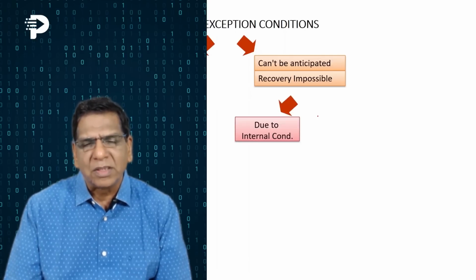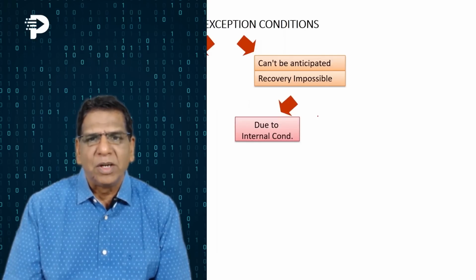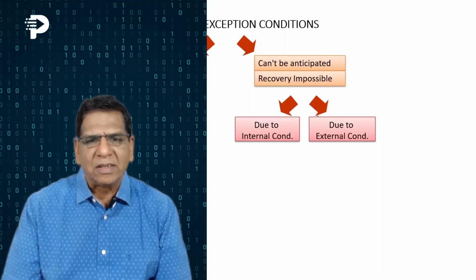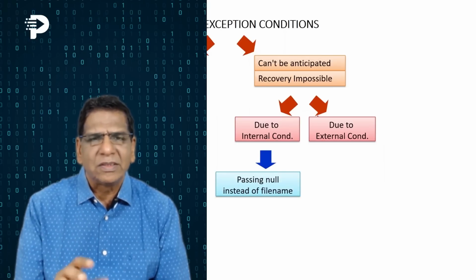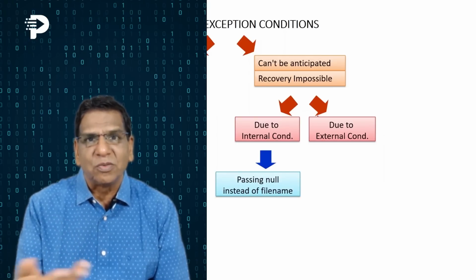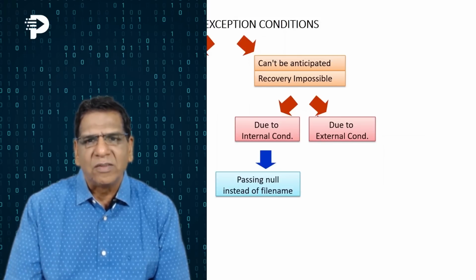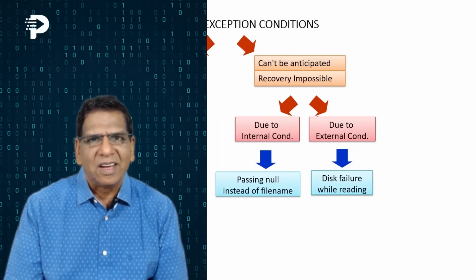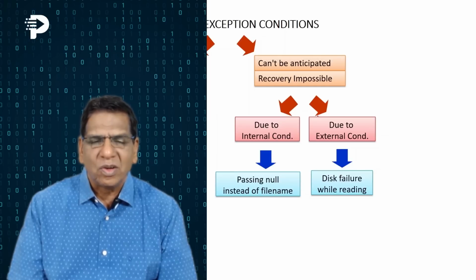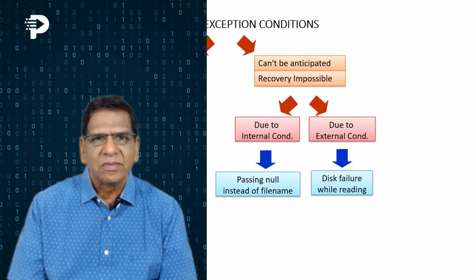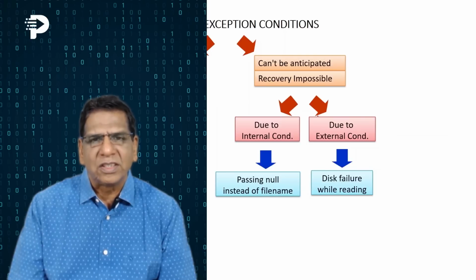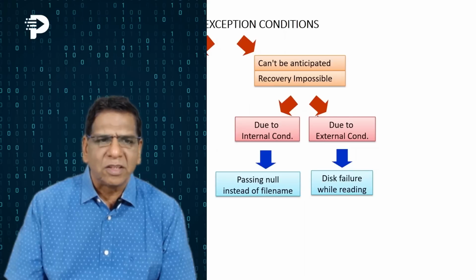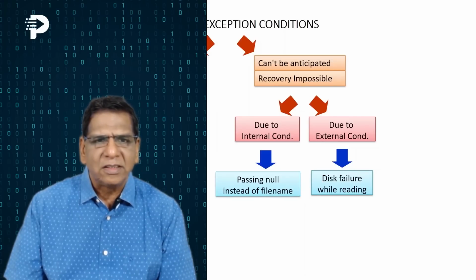However, some exceptions cannot be anticipated. It might be due to internal condition or external condition. For example, passing null instead of a file name is something that you cannot really anticipate, that this is what the user will end up doing. Or if there is a hard disk failure while executing the program, that also you cannot anticipate. Ultimately, it's a device, it may go wrong, it may fail during execution. So those errors which cannot be anticipated, those qualify as unchecked exceptions, whereas those which can be anticipated, they qualify as checked exceptions.